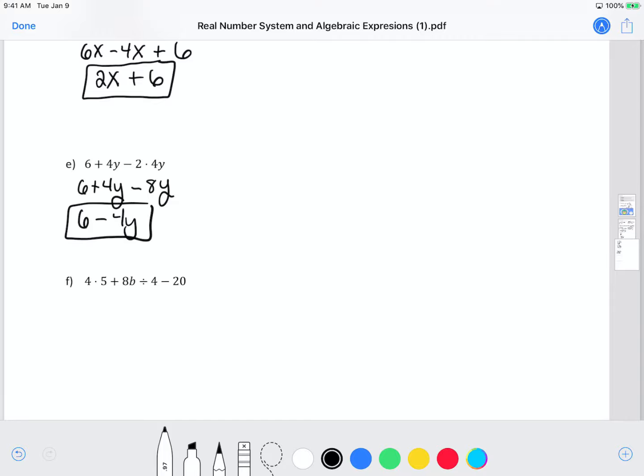The next example, 4 times 5 plus 8b divided by 4 minus 20. We have in this problem multiplication, addition, division, and subtraction. So we want to make sure that we do multiplication and division before the addition and subtraction, but we want to do it starting left and going right. So I need to do the 4 times 5 first. Then I want to do the 8b divided by 4. 8b divided by 4 would be 2b.